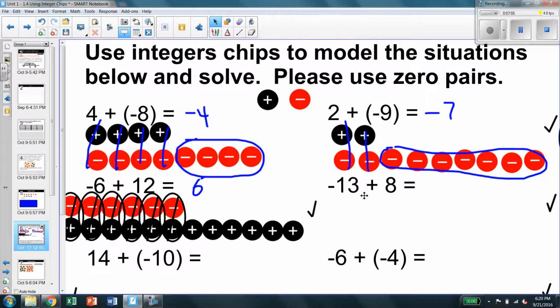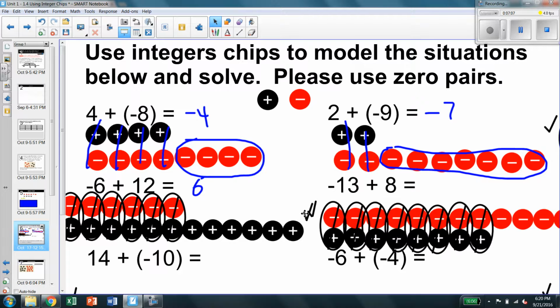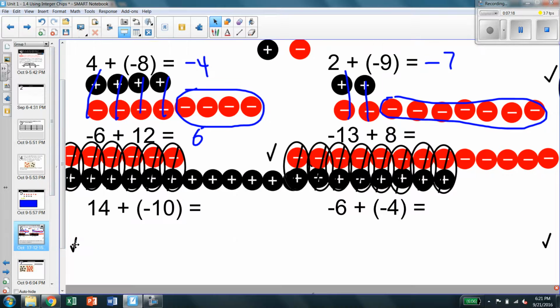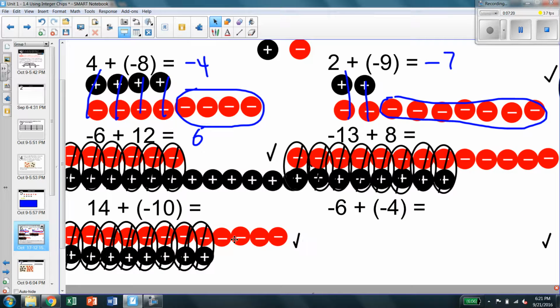Let's take a look. Negative 13 plus 6. Using a chipboard, cancel all those out. What's left over? 1, 2, 3, 4, 5. Negative 5. How about here? If we haul out another chipboard. 1, 2, 3, 4. Negative 4. 14 plus negative 10 is negative 4. This one's a little bit different. We have 2 negatives. Negative 6 plus negative 4. What do you think is going to happen?